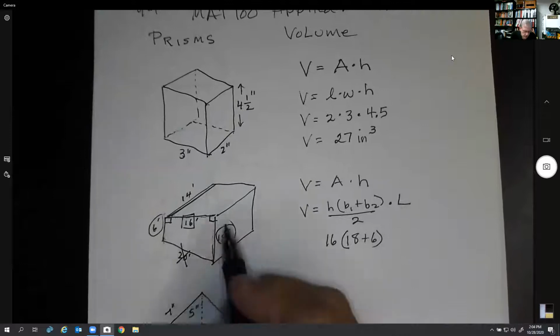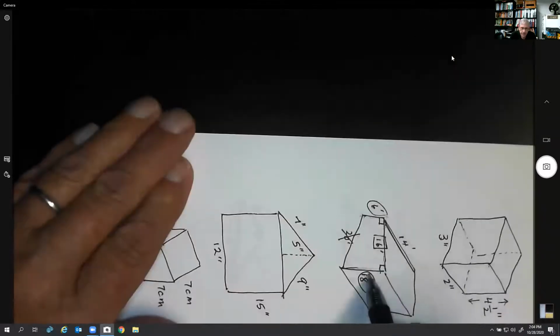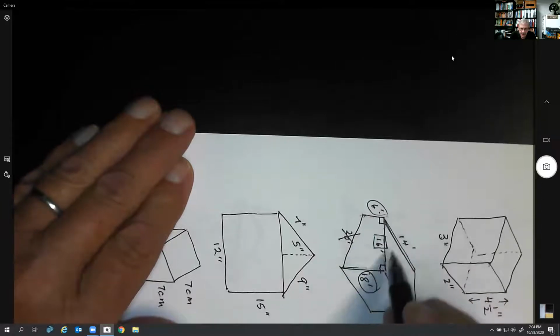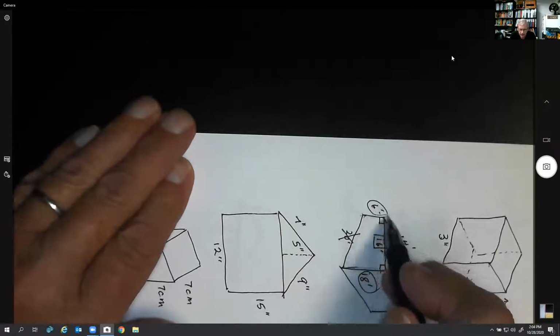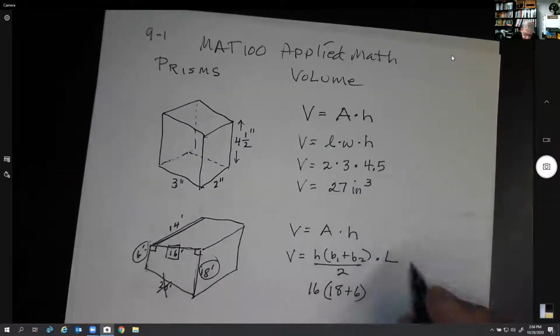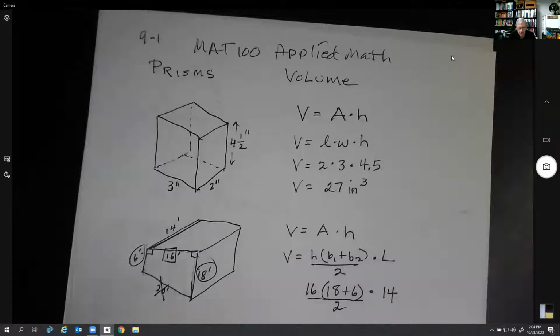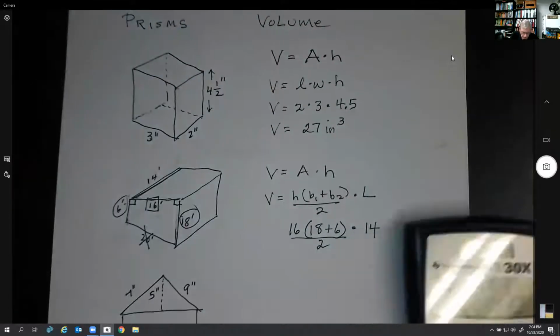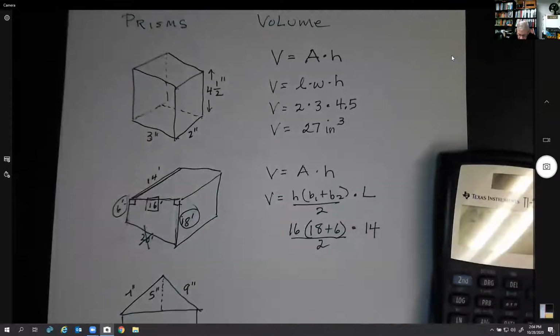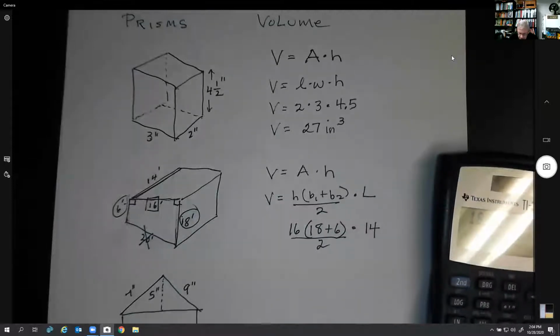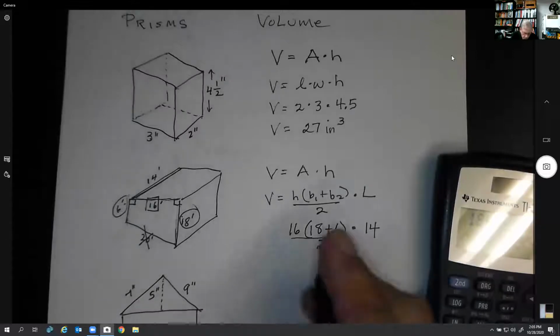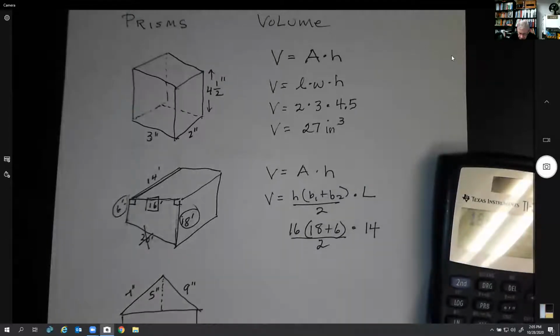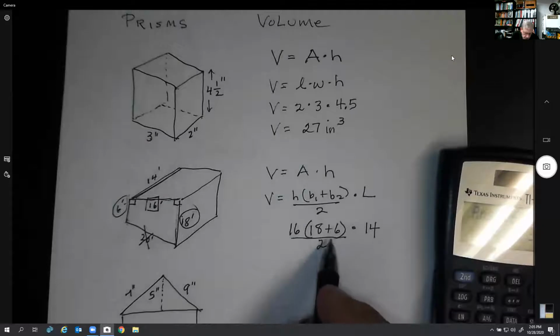This dimension we're not going to use at all because that's kind of a slant height, and we don't want that. So here's base 1, base 2, and the height. And then the length going back, or the depth, is 14. But first we want to divide that by 2, and then times the 14. Just to learn order of operations, let's do the parentheses first. 18 plus 6, 24. Multiply that times the 16, 384. Divide that by the 2.